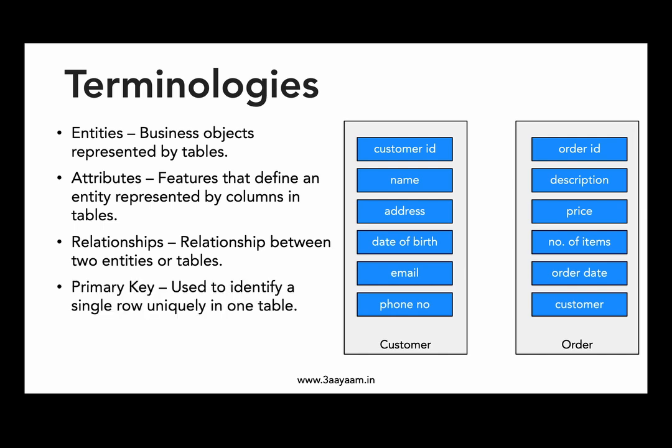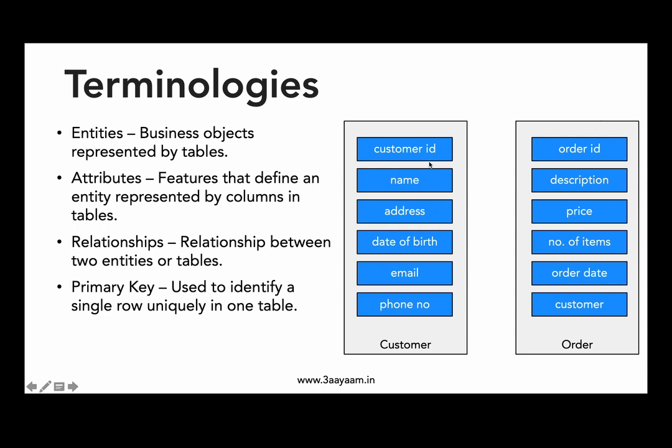So the first one is primary key, which is used to identify a single row uniquely in one table. For example, in the customer table, customer ID is the primary key because customer ID would be unique across all the rows. We cannot use name as primary key because obviously we can have similar names across multiple rows. Let's say my name is Vikrant. There can be a lot of other people with the same name Vikrant. Or let's say the name is John. Definitely there are a lot of people with the name John. So we cannot use name as the primary key.